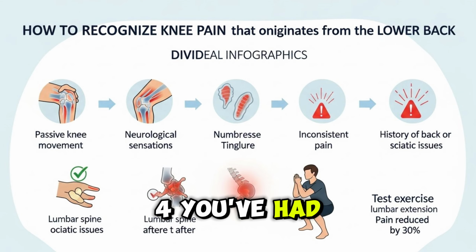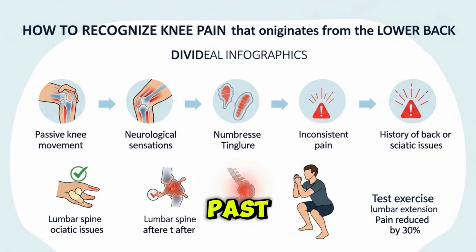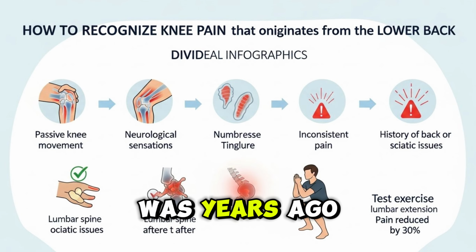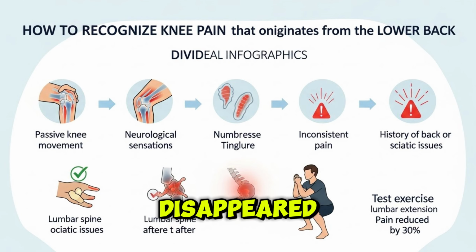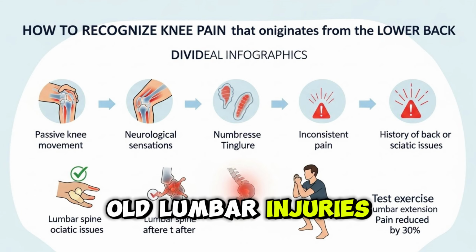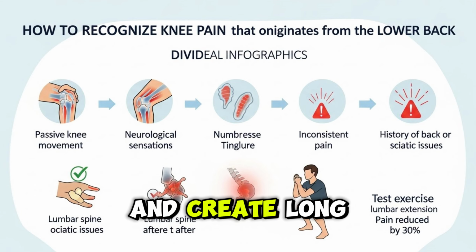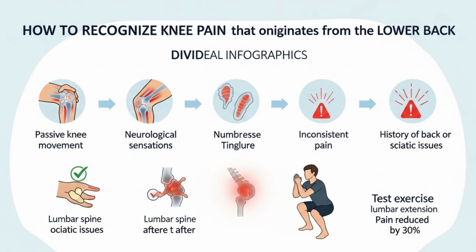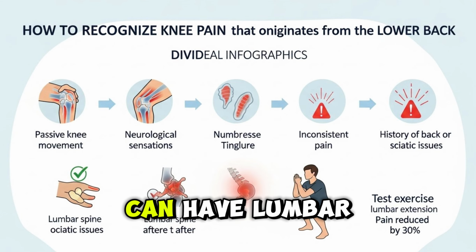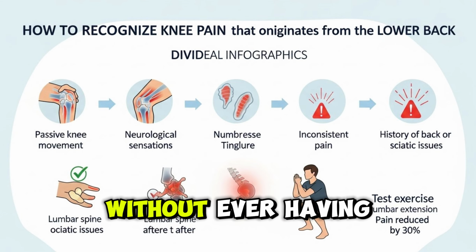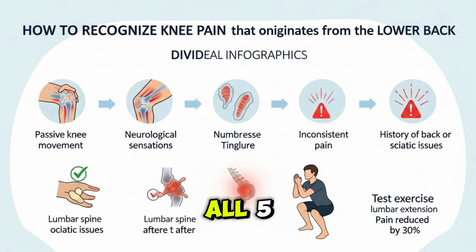4. You've had back or sciatic issues in the past, even if it was years ago, even if it disappeared. Old lumbar injuries reduce nerve tolerance and create long-term vulnerability. But again, you can have lumbar origin knee pain without ever having back pain at all.